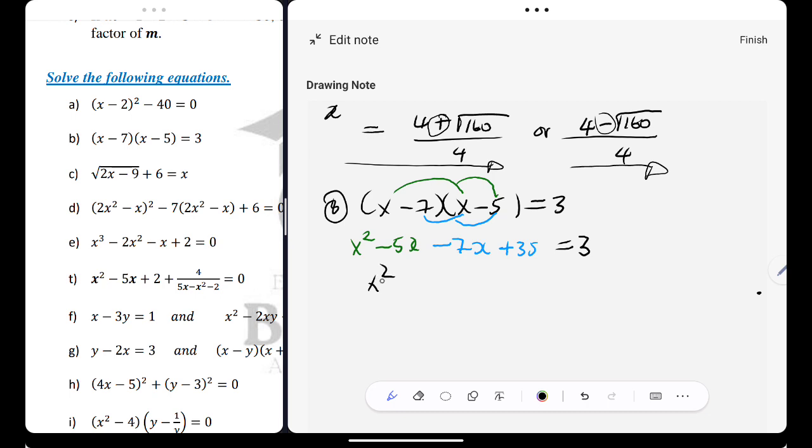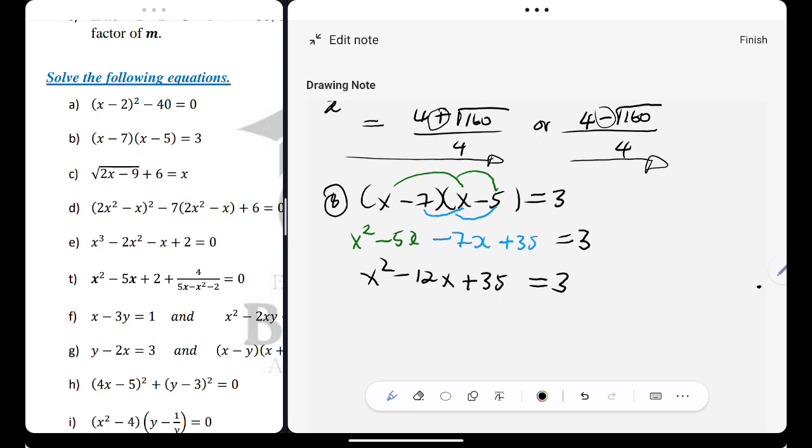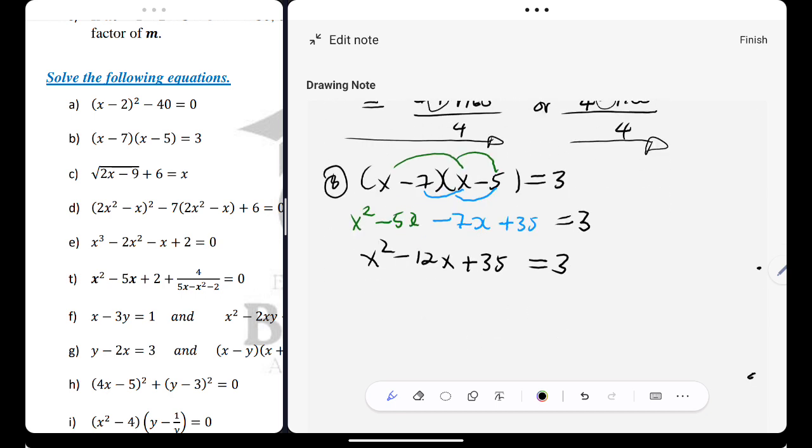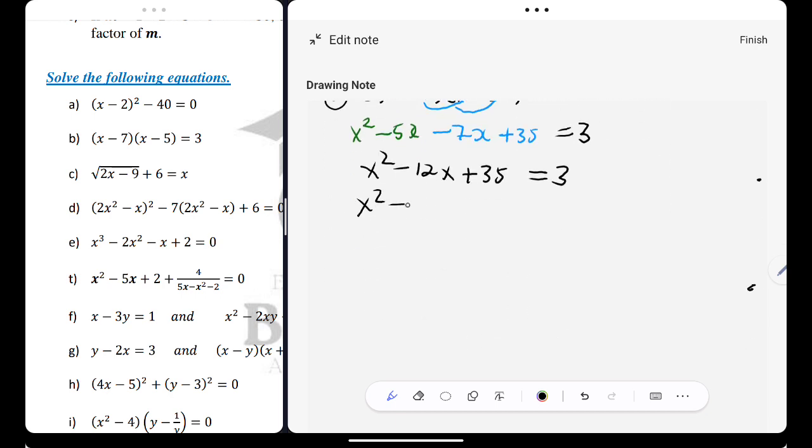And then I'll have x squared minus 12x plus 35 is equal to 3. Add it together. And then from here I'll have x squared minus 12x plus 35. When the 3 goes to the other side, it becomes negative. So we'll have 35 minus 3. We'll get 32 is equal to 0. And then we factorize. We have x. The factors of 32 that, when we add, will give us 12. Those are 8 and 4. Minus and minus.